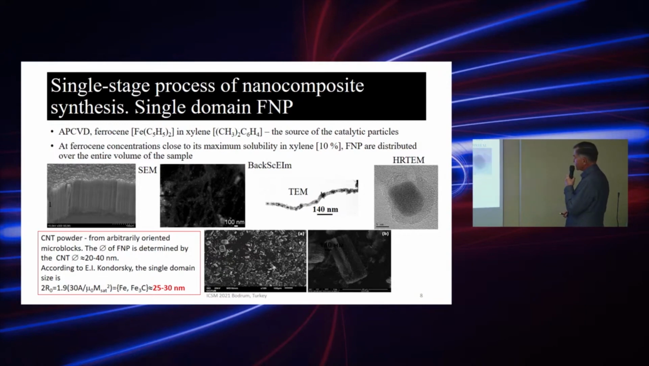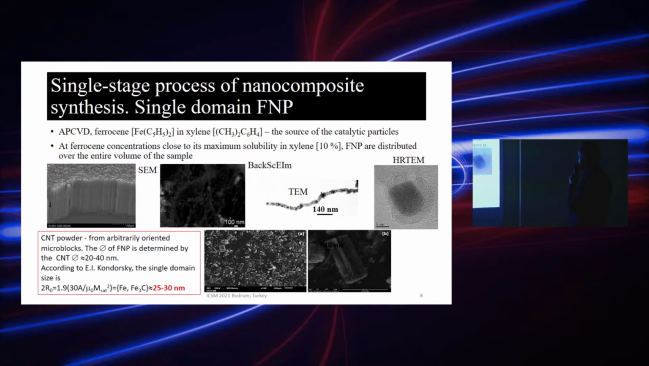By this method, we produce multi-wall carbon nanotubes. And this is very important because it protects from the oxidation. These carbon shells protect from the oxidation, and we have very stable properties.